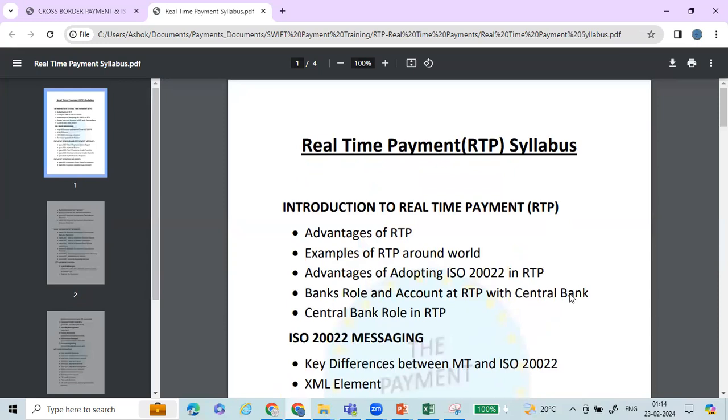This is right now being implemented in many countries. Many of the countries have already implemented it, but many of the countries are also in line. By around 2030, many countries would have it available, and they have already started working on it. So if you have good knowledge of one real-time payment system, then you are good enough to crack the interviews of another real-time payment system, because the fundamental basic concept remains the same.